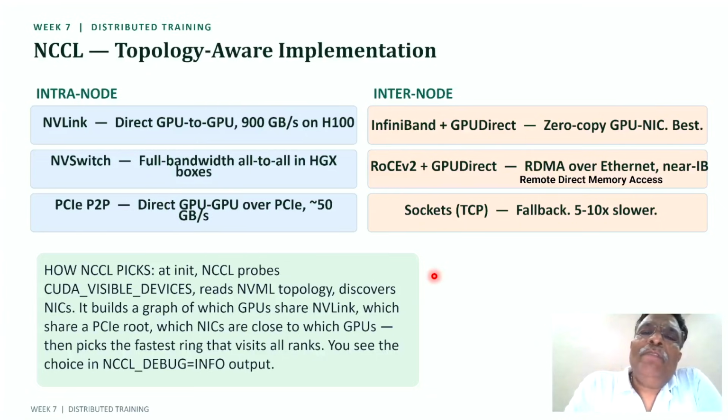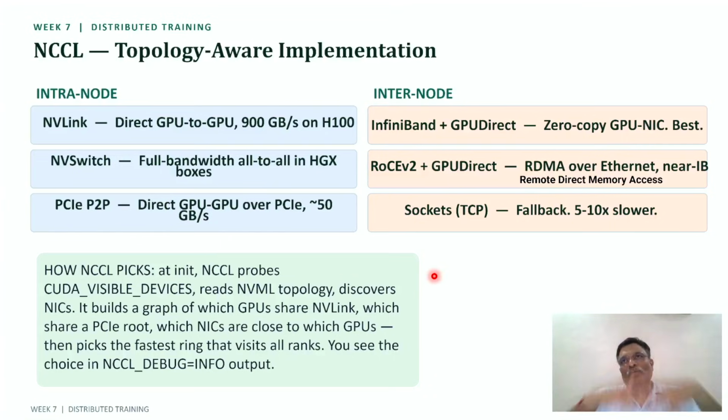Internode, you need to have InfiniBand plus GPU Direct, wherein zero copy GPU-NIC is the best. You have RoCEv2 plus GPU Direct, which is remote direct memory access over Ethernet, and then there is the socket programming of TCP, which is basically slower. But the basic idea is you have these types of communications which you need to use in efforts to use multi-GPU systems or distributed training systems for training your models. So this is the way in which NCCL is used.